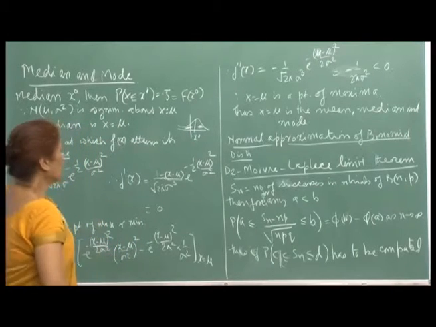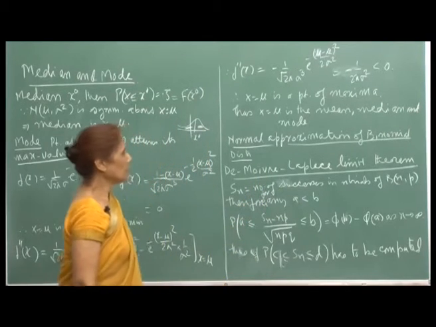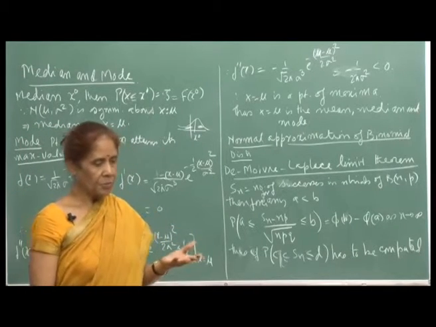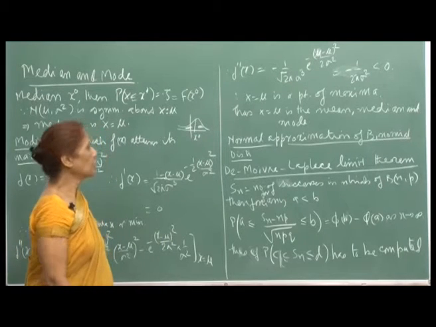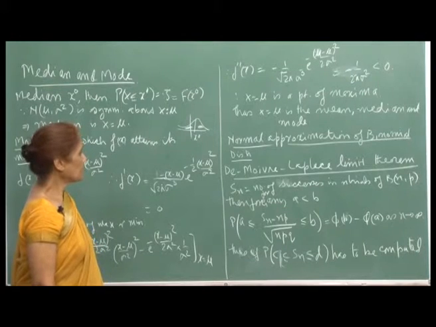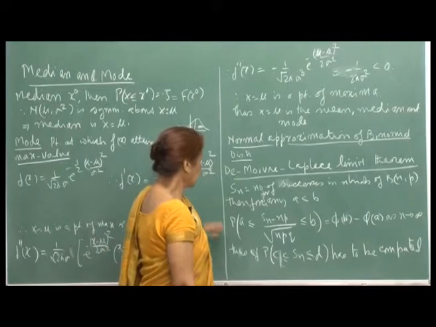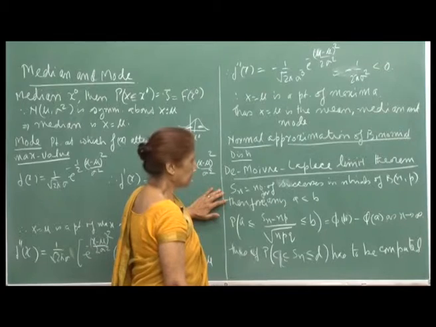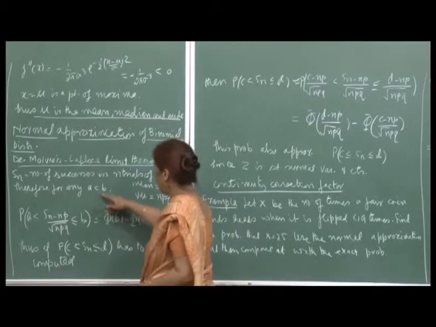Okay. Now, another important point: as I mentioned, De Moivre initially defined this normal distribution to approximate binomial probabilities. So let us formalize the procedure here. This is the De Moivre Laplace limit theorem, which says that if S n is the number of successes in n trials of a binomial random variable with parameters n comma p, then for any a less than b.